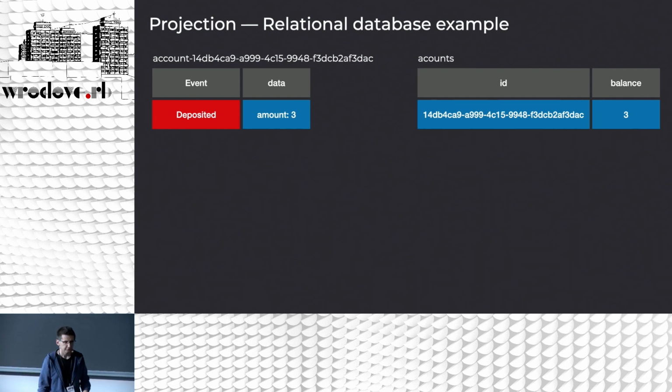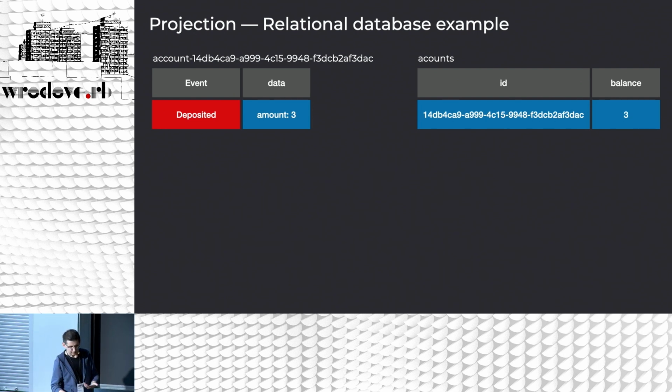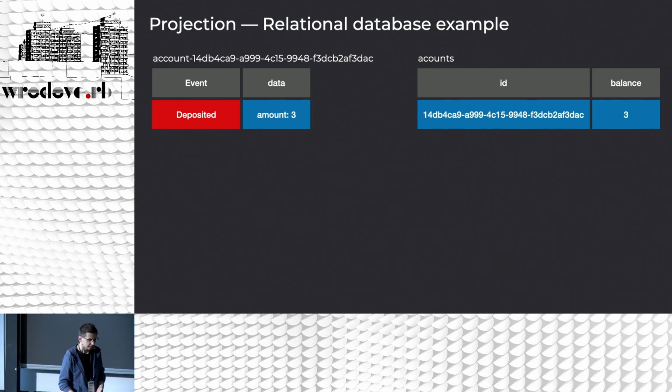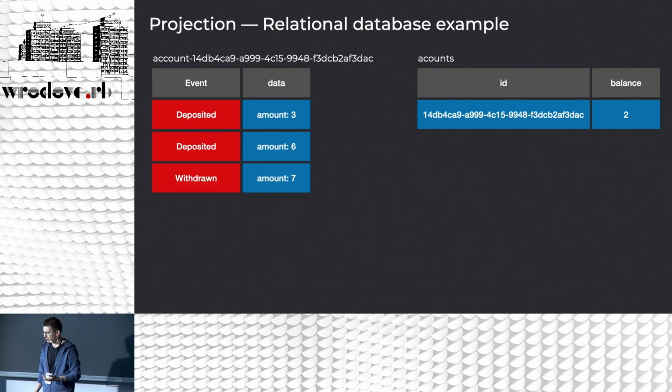On the left, we have an account. Again, a bank account. We can deposit, we can withdraw money. On the right, we have a relational database and a table called accounts. Someone has deposited. On the left, we have an event, deposit amount of 3. And on the right, we create a data model of account that has an ID and a balance, not amount, but balance in that model. Someone has deposited more, so the balance has increased. If we withdraw something, of course, it lowers.